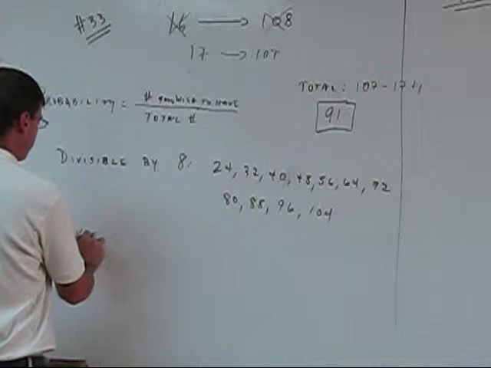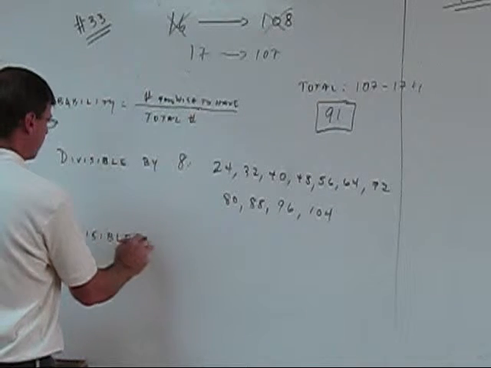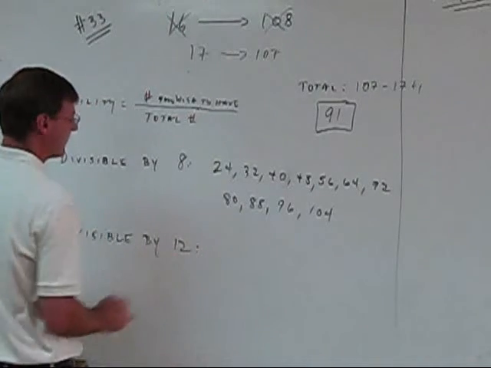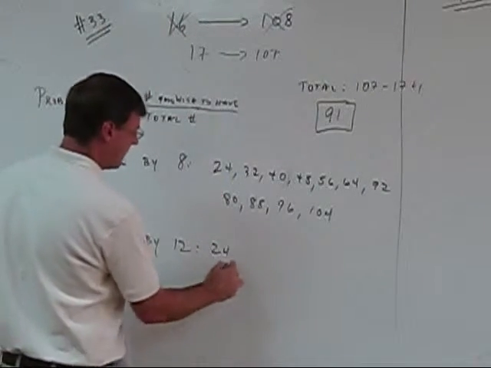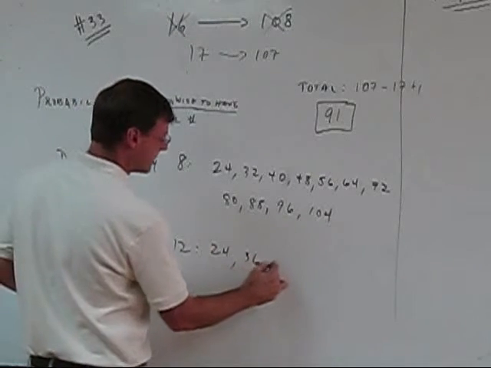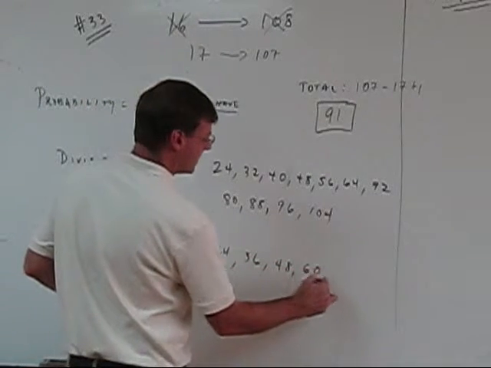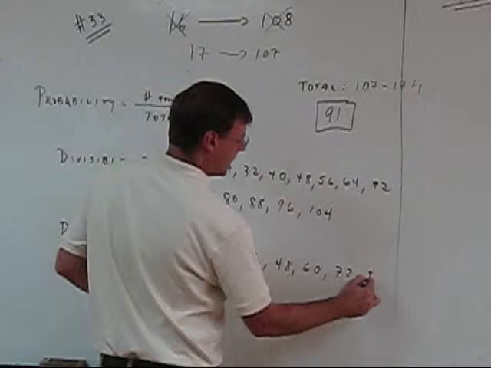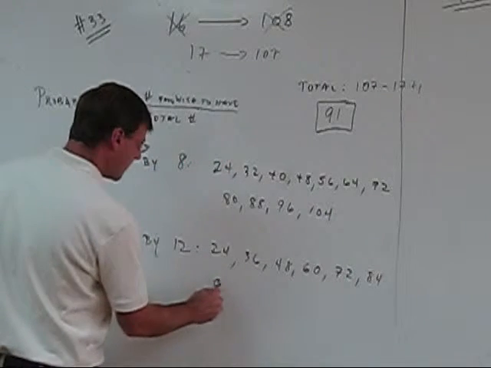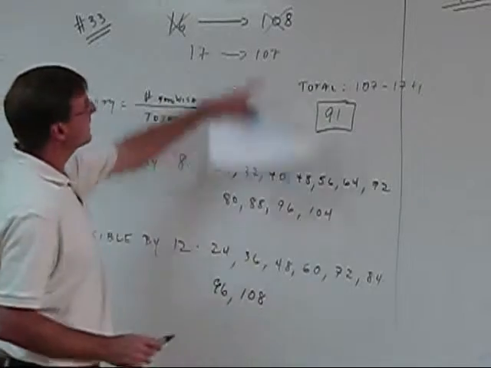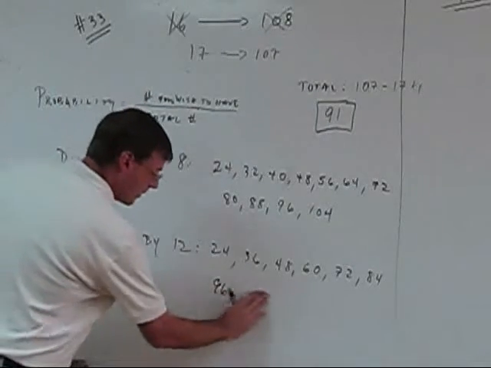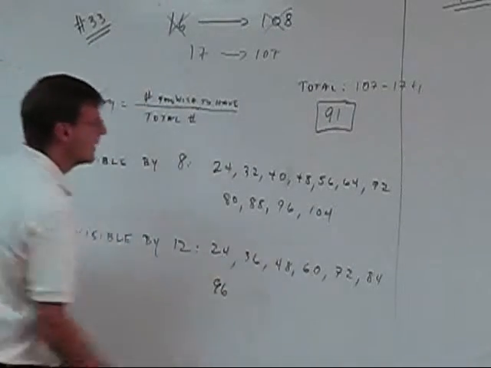Divisible by 12, well, the first number I start with is also 24. Then keep adding 12. 36, 48, 60, 72, 84, 96, and 108. But 108 is not part of our list, so we will not include 108.